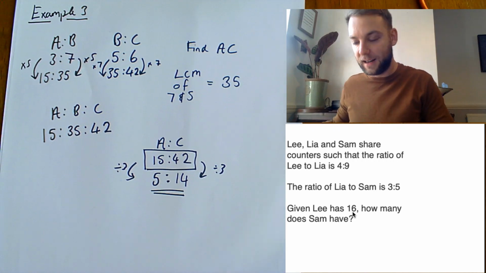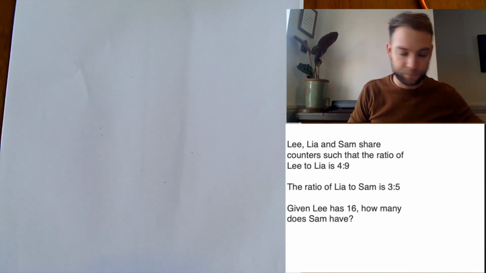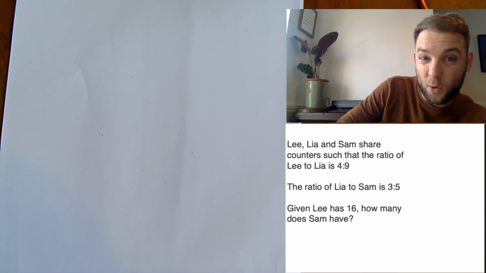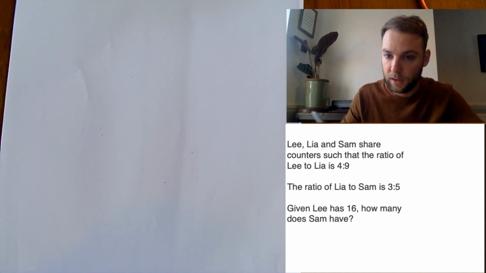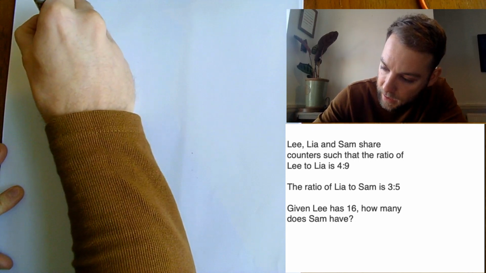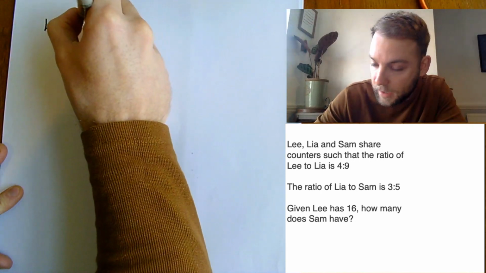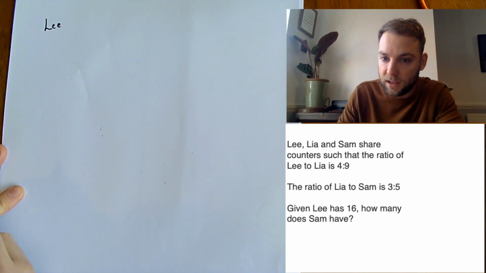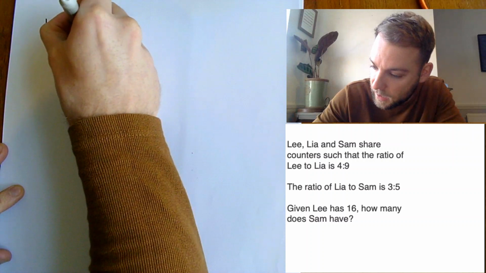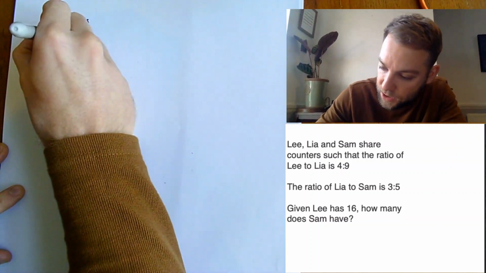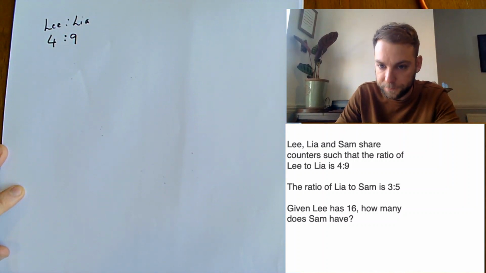Let's take this a little bit trickier now. So here, this is more of a typical GCSE style question. Lee and Leah share counters where Lee and Leah are shared in the ratio of 4 to 9. Okay, that's fine.